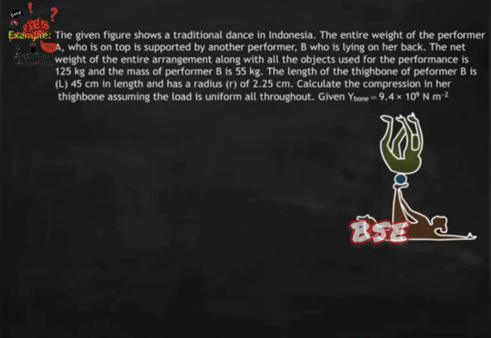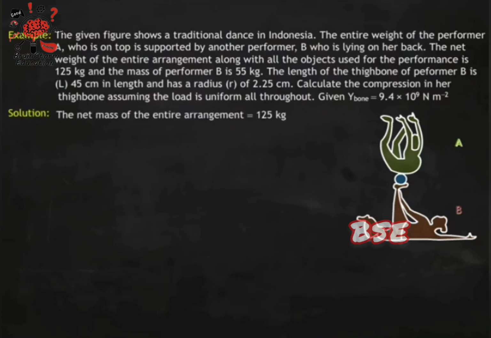Example 9.3. The given figure shows a traditional dance in Indonesia. The entire weight of the performer A, who is on top, is supported by another performer B, who is lying on her back. The net weight of the entire arrangement, along with all the objects used for the performance, is 125 kgs, and the mass of performer B is 55 kgs. The length of the thigh bone of performer B is L, 45 centimeters in length, and has a radius r of 2.25 centimeters. Calculate the compression in her thigh bone, assuming the load is uniform all throughout. Given Y bone equals 9.4 into 10 raised to 9 newton per meter square.